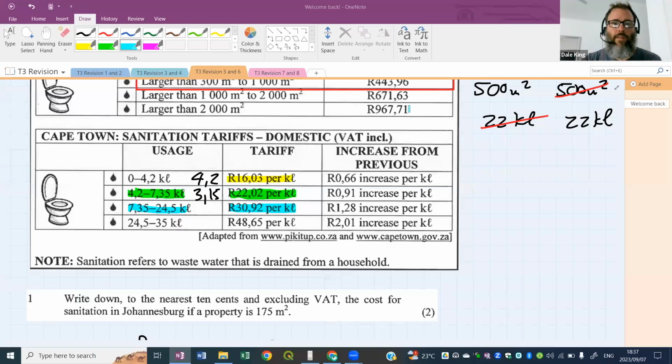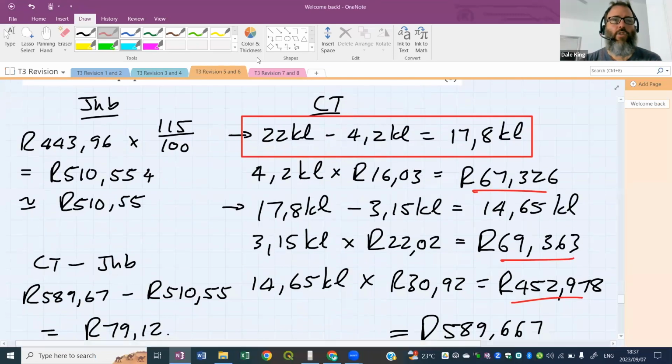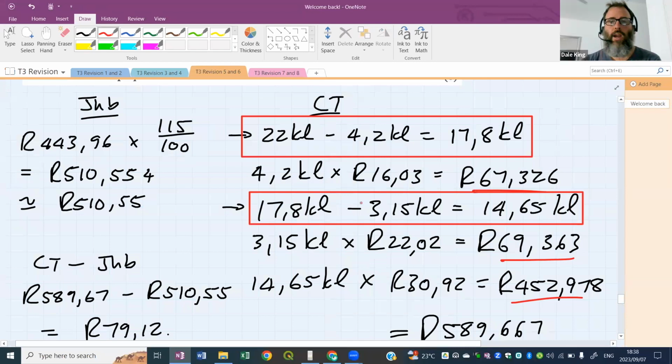Okay. Oh, okay. So my minusing here is keeping track of how much water I'm taking out for each bracket. You can see here, this 4.2 was charged at 16 Rand 3 at that point. This 3.15 was charged at 22 Rand and 2 cents at that point. After that, we didn't have to worry because we ended in the third bracket. Then all the rest of the water will be charged at this final 30 Rand 92. Oh, okay. So it's just step-by-step calculation.